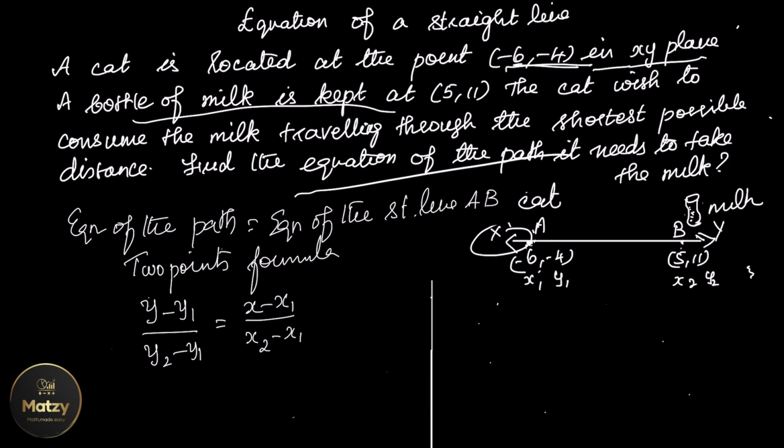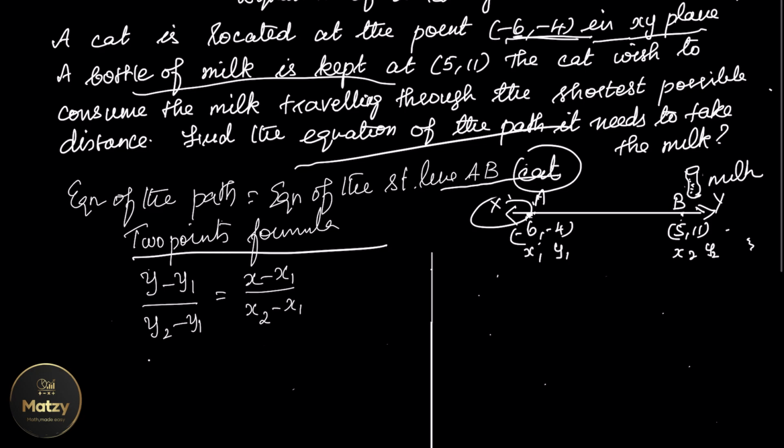Here, point A is given, point B is also given, coordinates are given. If the coordinates of 2 points are given, which formula do we have to apply to find the equation of a straight line? We have to apply the two-point formula. So I have written: equation of the path is equal to the equation of the straight line AB. So what is the two-point formula? (y - y1)/(y2 - y1) = (x - x1)/(x2 - x1).